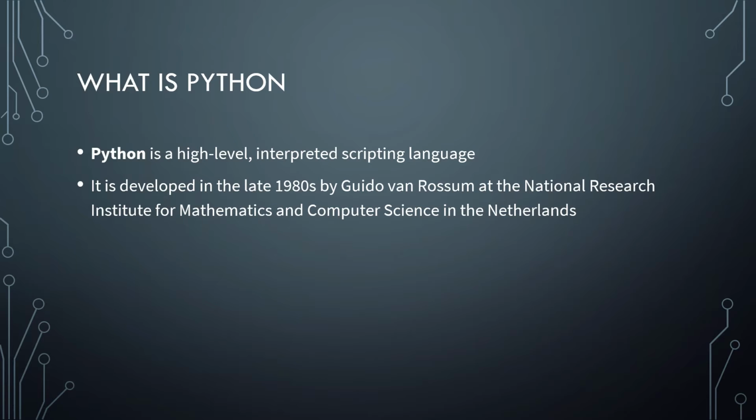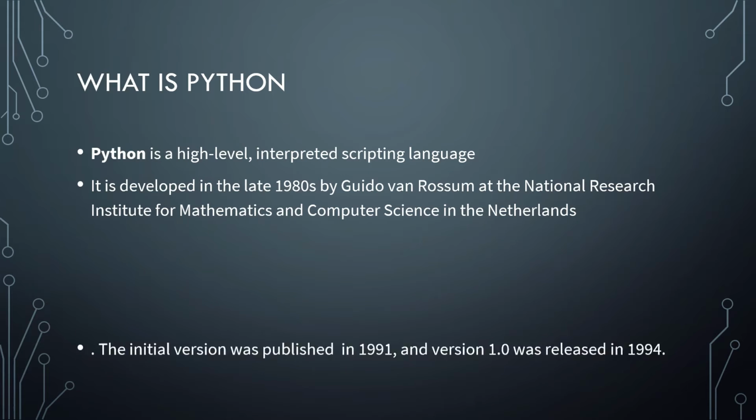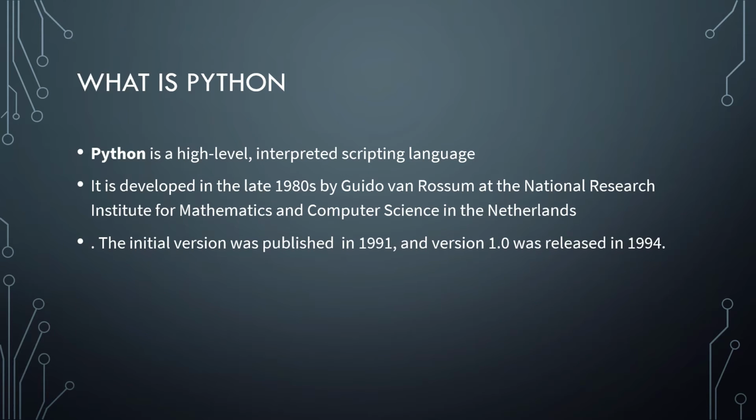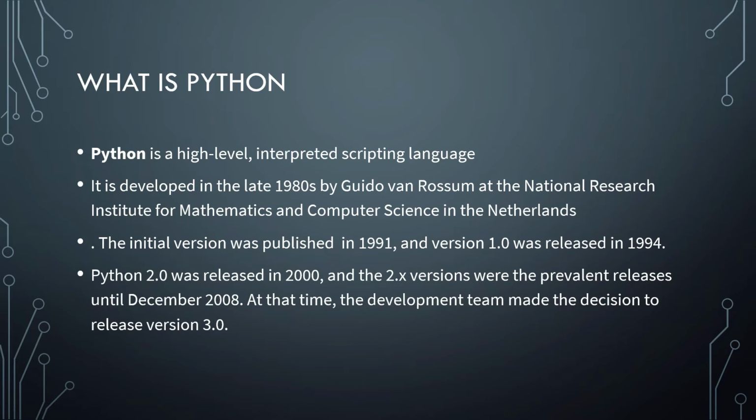It was developed in the 1980s by Guido van Rossum at the National Research Institute for Mathematics and Computer Science in the Netherlands. The initial version was published in 1991, and version 1.0 was released in 1994. There are different versions of Python which were created. Python 2.0 was released in 2000, and the 2.x versions were the prevalent releases.